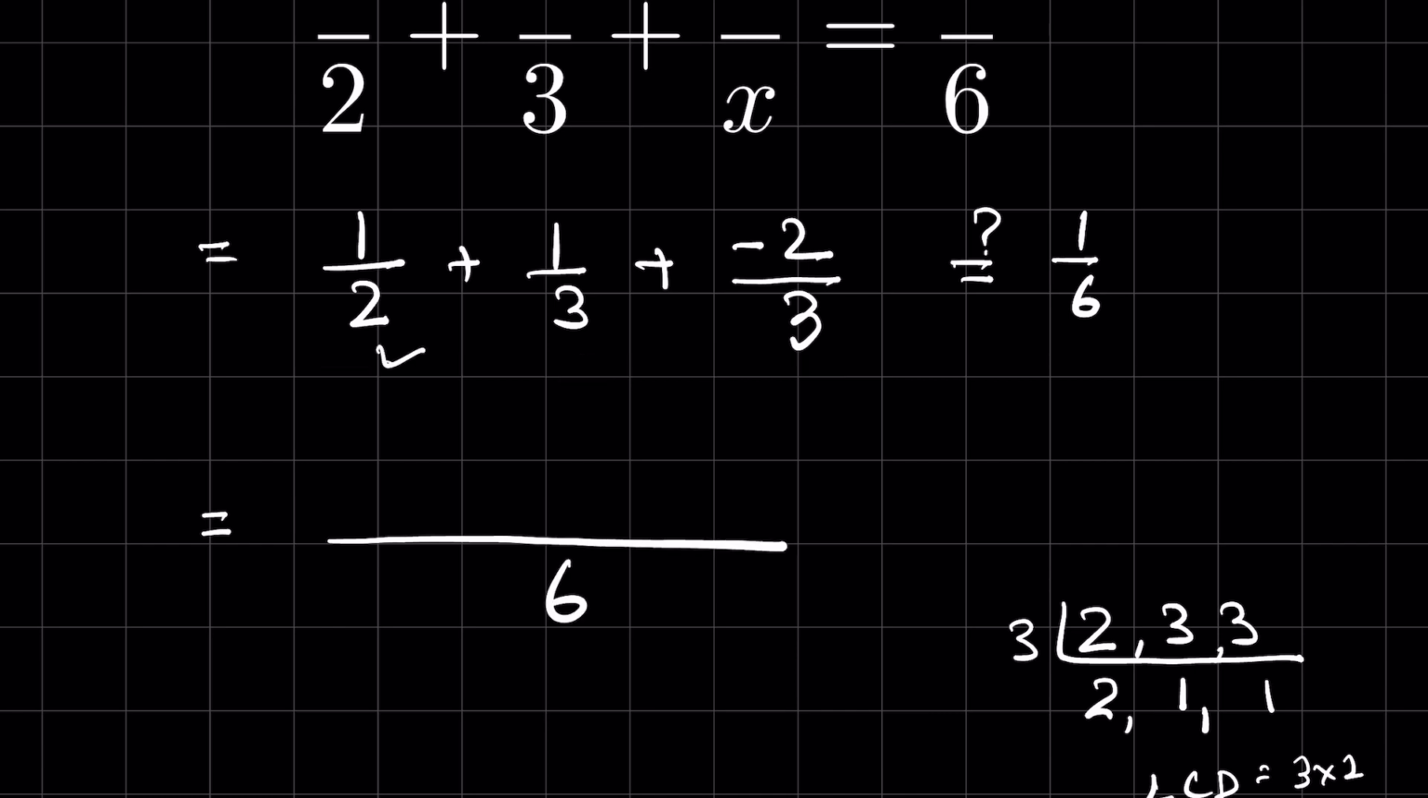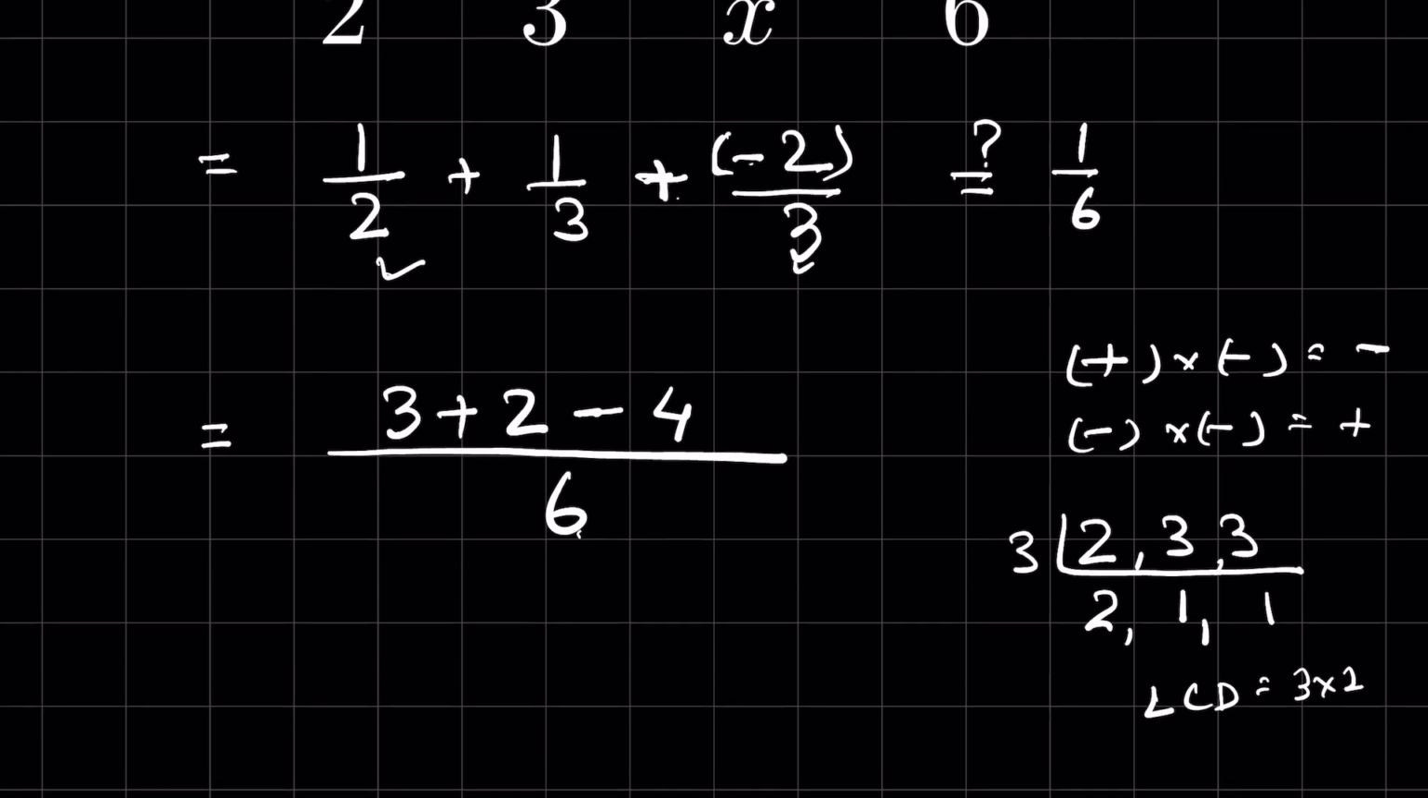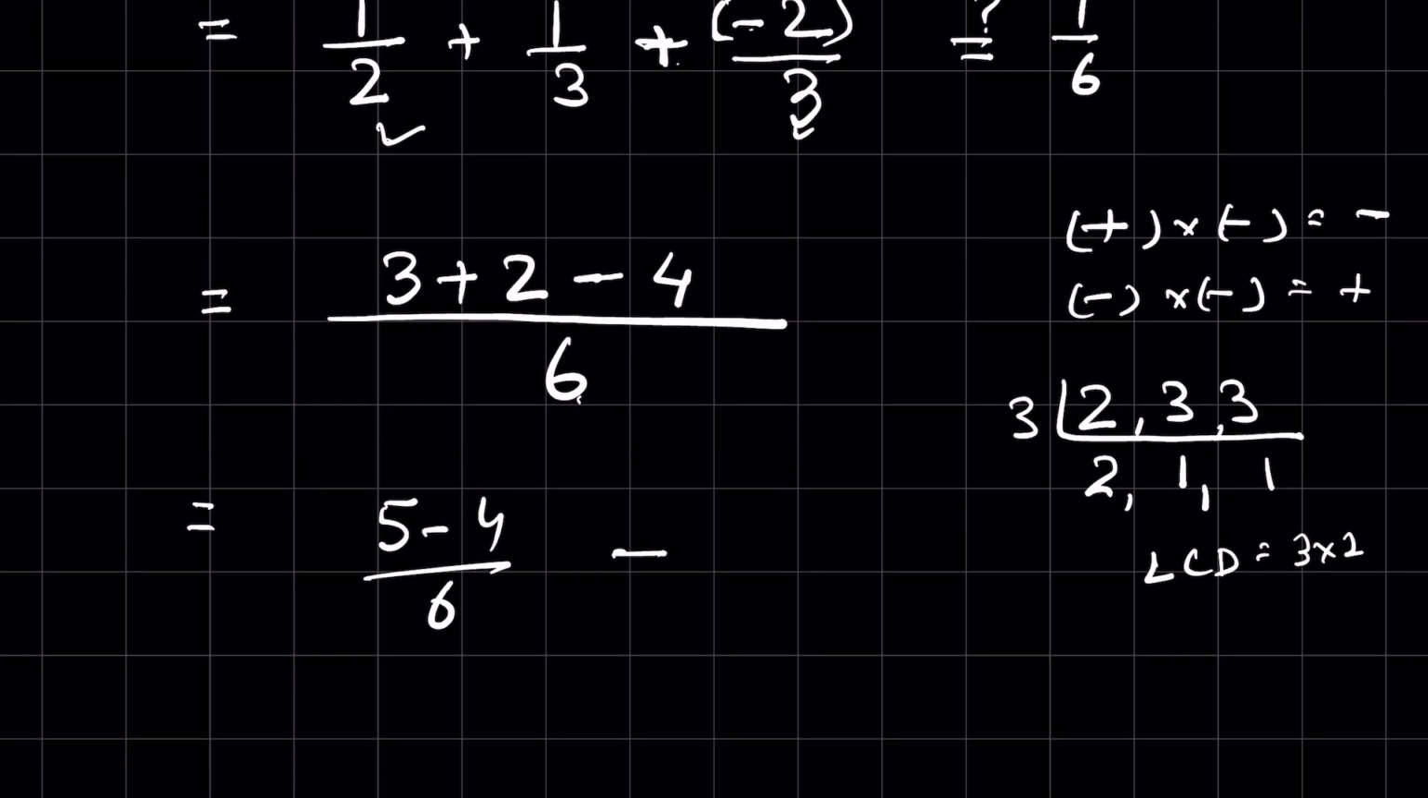So write 6 here. Now 6 divided by 2 is 3 and 3 times 1 is 3, plus 6 divided by 3 is 2. 2 times 1 is 2, minus 6 divided by 3 is 2 and 2 times minus 2. Now this plus and this minus, plus times minus will be minus, plus multiplied by minus is minus, minus multiplied by minus is plus. So this is plus multiplied by minus, so this will be minus 4. 6 divided by 3 is 2 and 2 multiplied by minus 2 is minus 4, so 3 plus 2 is 5 minus 4 upon 6.